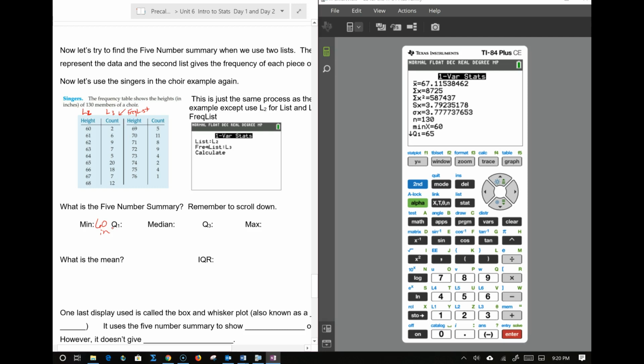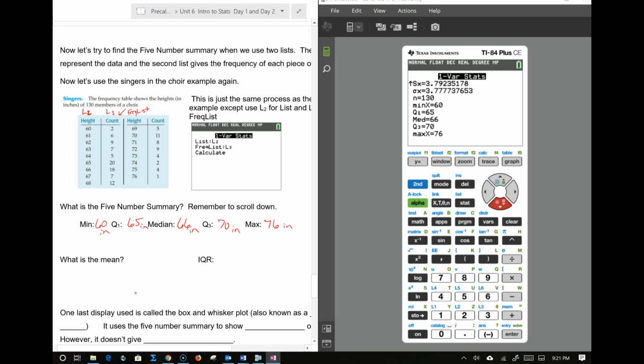Your quartile 1, and let's arrow down. Remember, we want to arrow down so we can see our 5-number summary all together, is going to be 65 inches. Your median is going to be 66 inches. Then our third quartile is at 70 inches, and our max value is at 76 inches.